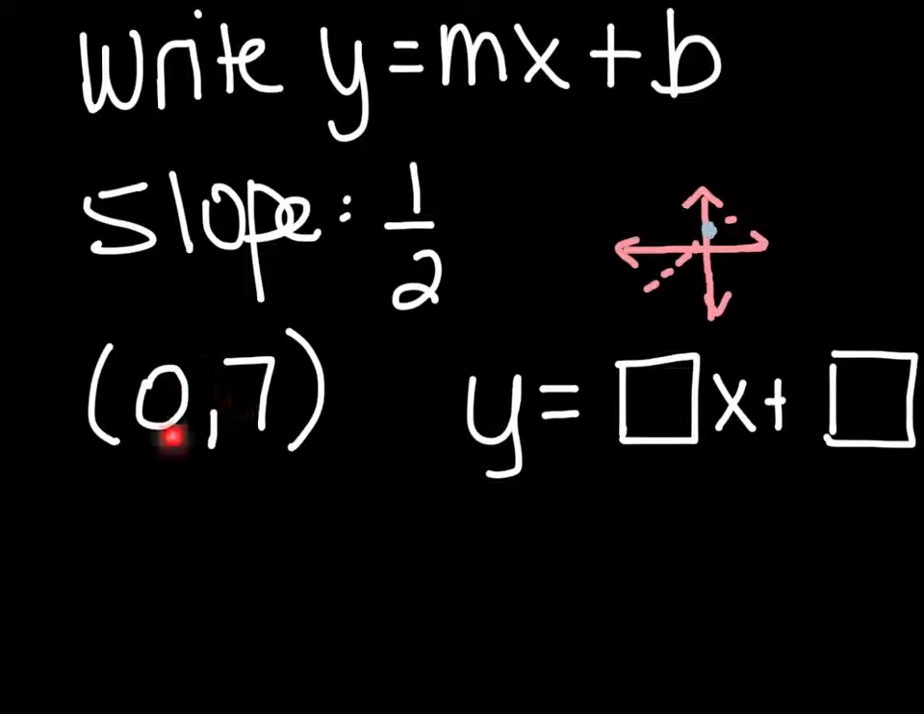And if you can picture graphing that over here, you would go over to the right 0, and you would go up 7. So that would land on the y-axis, making it the y-intercept. So this equation would be y equals 1/2 x plus 7. If you can recognize having an x-coordinate of 0, you can save yourself a lot of time.